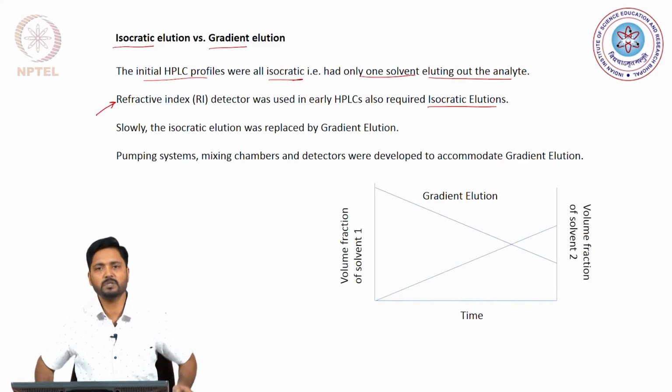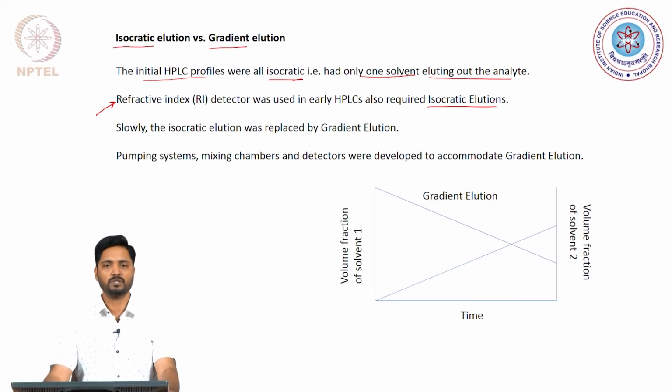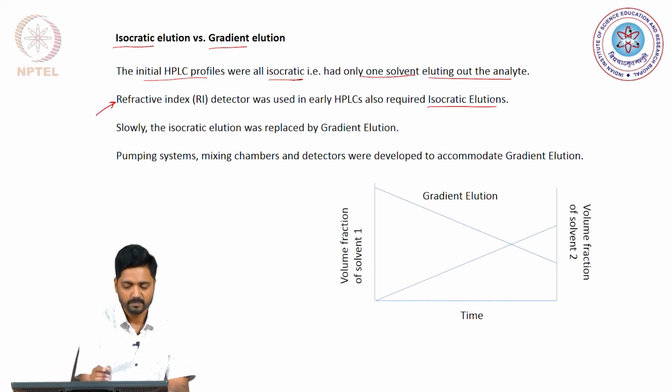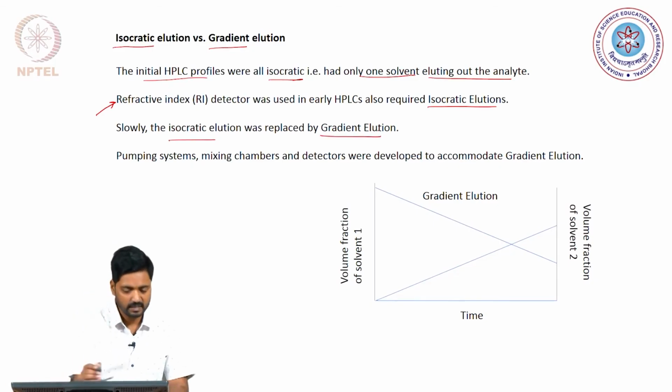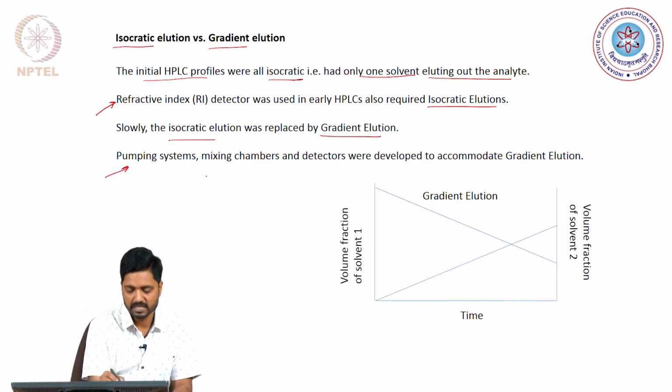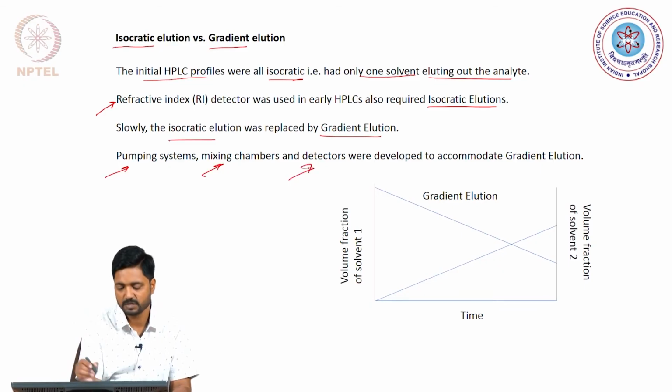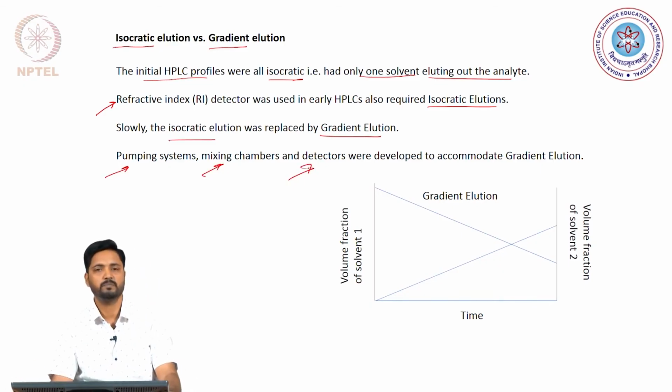And of course, this was not the most helpful condition. So, people slowly realized that isocratic elution has to be replaced by gradient elution, and to achieve that, the pumping systems, the mixing chambers and the detectors were all revised or developed to accommodate the gradient elution.